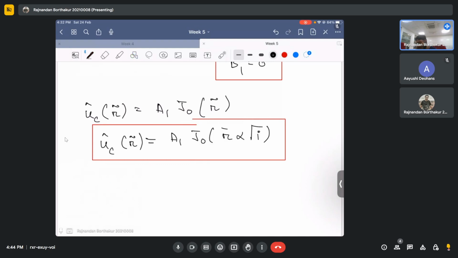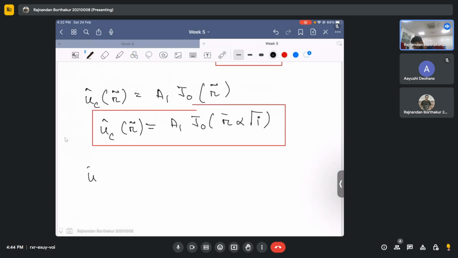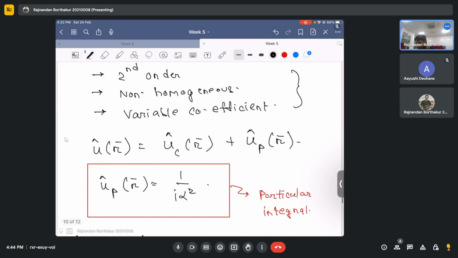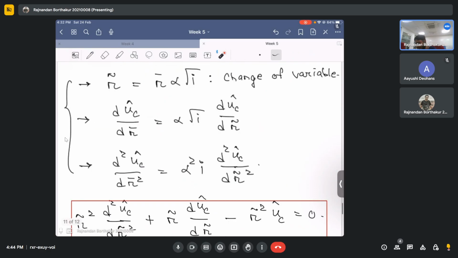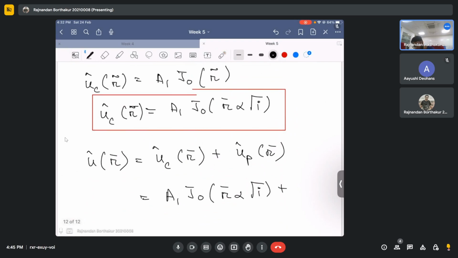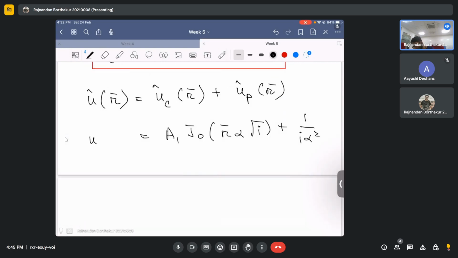So if this is the case, what is then u hat of r bar? This is the bar, because we did the change of variable here. It is just uc hat of r bar plus up hat of r bar, right? And uc hat is a1 times j0 of r bar alpha root over I, plus up hat, which is just 1 by I alpha squared. And this is u hat of r bar.